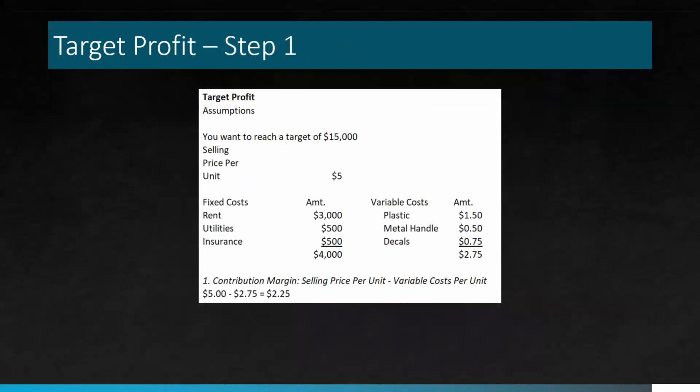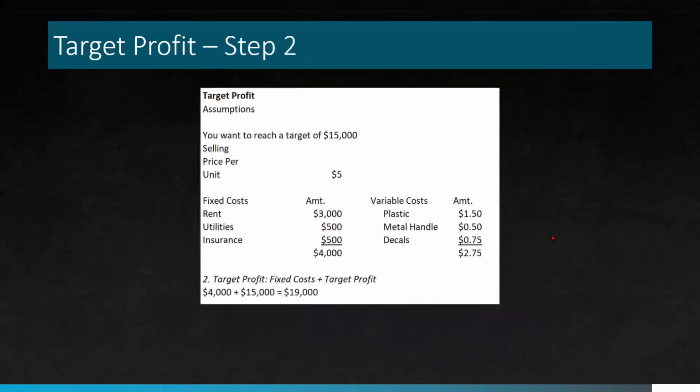The first step is to calculate your contribution margin, which is your selling price per unit minus your variable costs, and that's $2.25. Now I want to figure out my target profit. To do so, you take your fixed costs plus what you want your target profit to be. In this scenario, we want to earn $15,000. That's what we want our profit to be. So I take my fixed costs, add that $15,000, and I come to a total of $19,000.